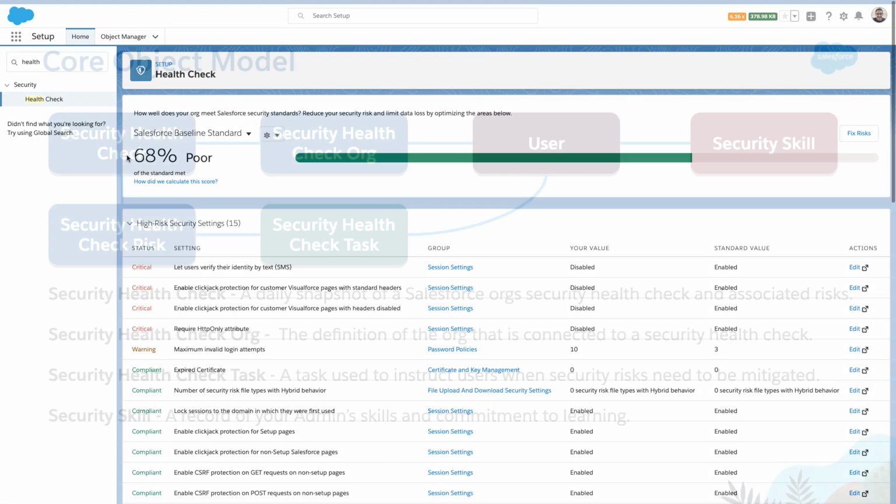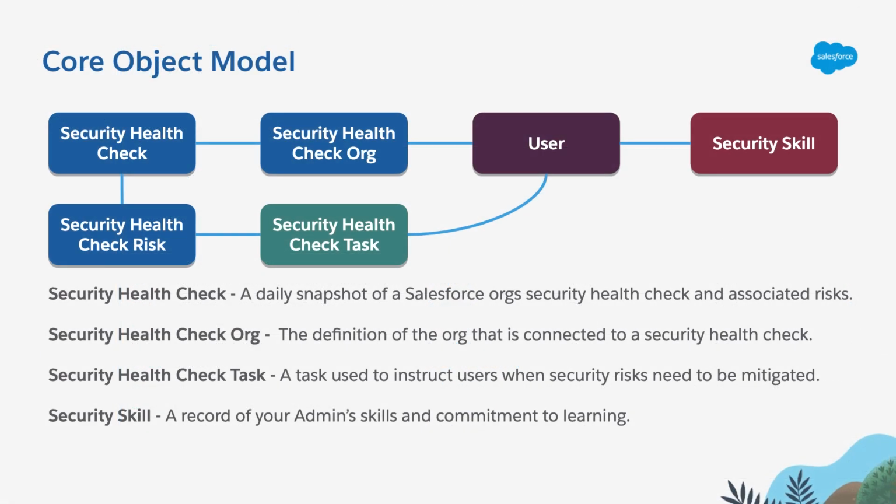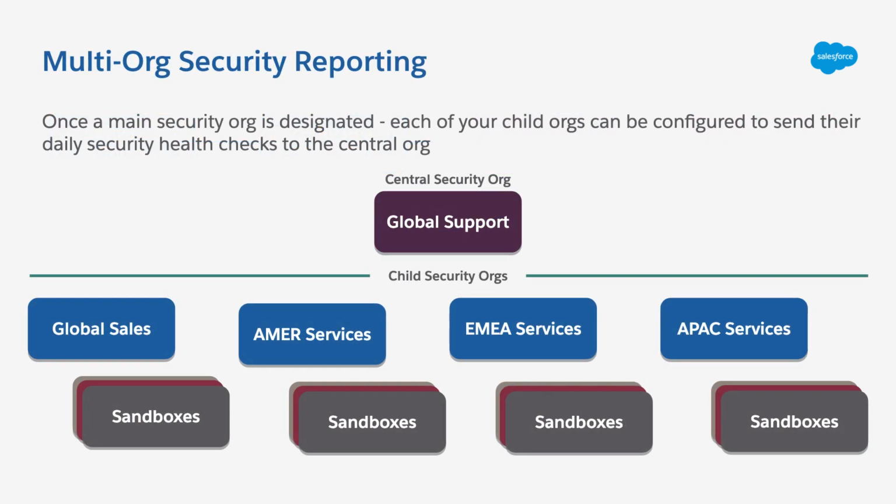becomes challenging. Multi-org security summary gets the data generated from the health check via the tooling API and stores it in an object. You can then take action on the data by using our security task and notification frameworks. Once it's been configured in the central org, you can then install the app in any child orgs that you would like to report against. They will send a copy of that health check on a daily basis to the central org for aggregation.